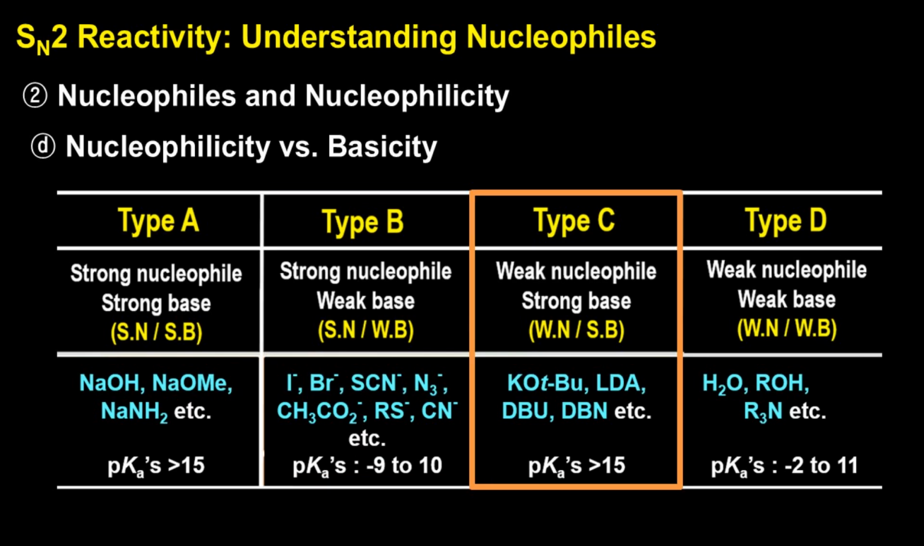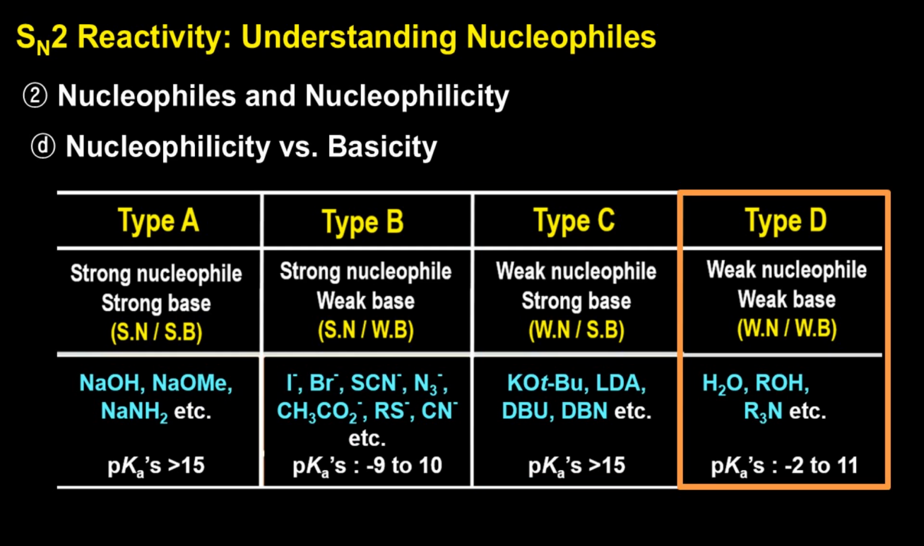Type C, weak nucleophile, strong base. These guys are bulky, and that bulk makes it hard for them to attack carbon directly. But when it comes to grabbing protons, they're great at it. That's why they favor E2. Some common examples include potassium tert-butoxide, lithium diisopropylamide, and strong, non-nucleophilic bases like DBU and DBN.